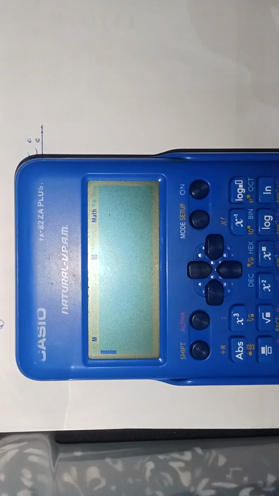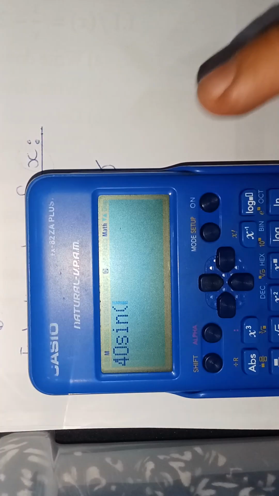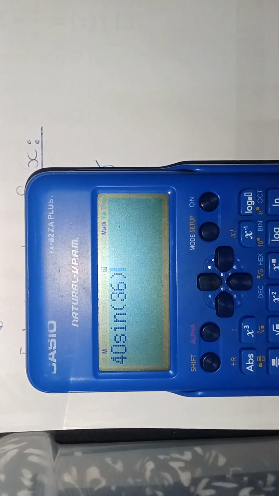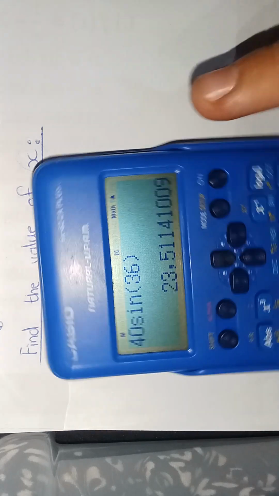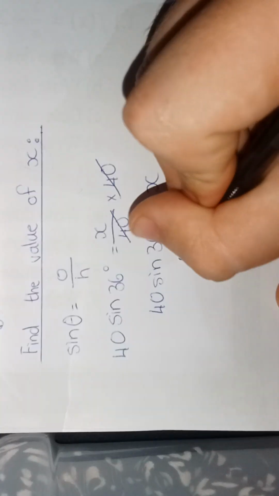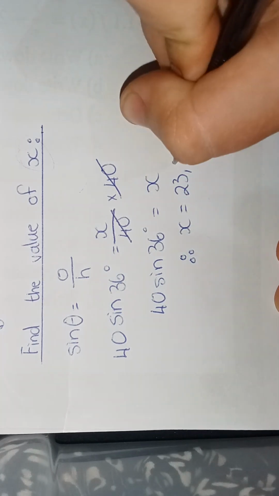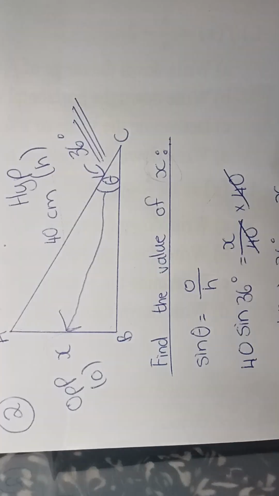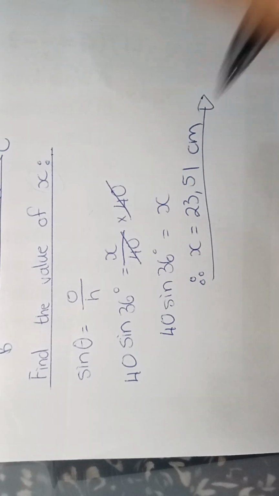So all that you do now is substitute into your calculator 40 sine 36, meaning that x equals 23,51. What unit did they give it in? Centimeters. So your answer should also be in centimeters.